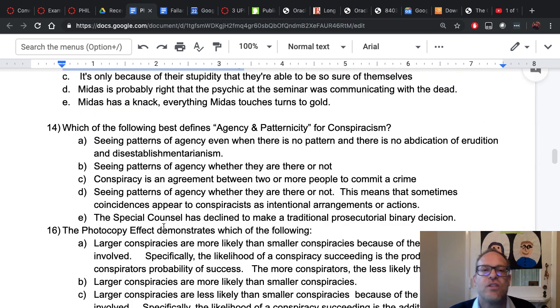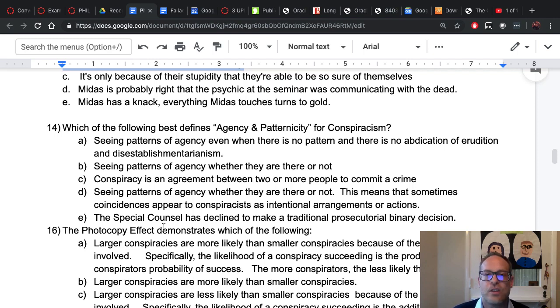Number 14, which of the following best defines agency and patternicity for conspiracism? A, seeing patterns of agency even when there is no pattern and there is no abdication of erudition and disestablishmentarianism. I always use disestablishmentarianism when I need to give you a distractor, so you know that one's totally wrong. B, seeing patterns of agency whether they are there or not.